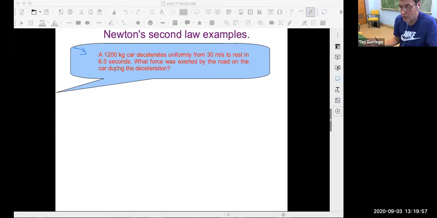Okay, first thing to realize here is that there must have been a force exerted by the road on the car. Because if you're going to change the motion of the car, then there must have been a force changing it, and it comes from the road. So that's the important conceptual idea behind this.